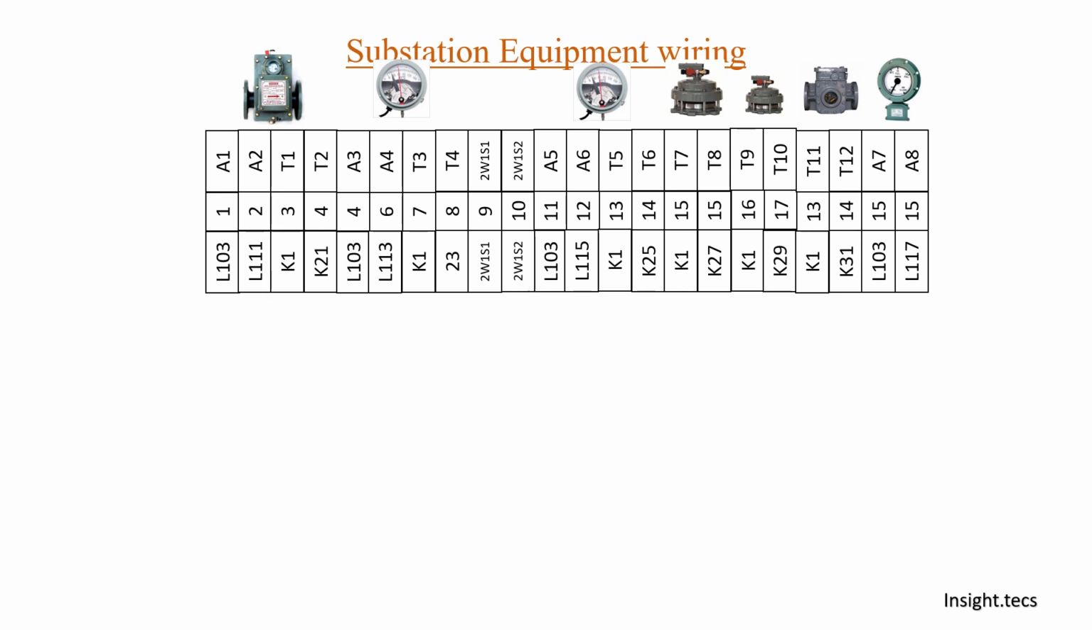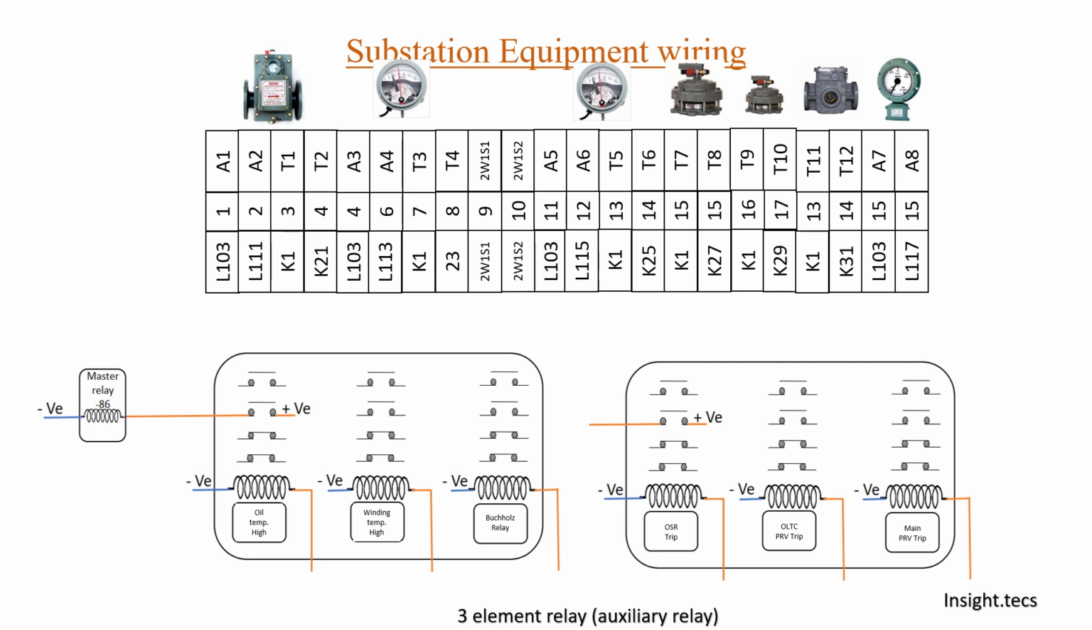Now let us see how we will bring the tripping contacts. For tripping contacts, the basic thing required will be a 3-element or auxiliary relay. Again, there is a video on auxiliary relay separately. To understand in detail, you can visit that video particularly. Here, we are going to use different tripping relays.